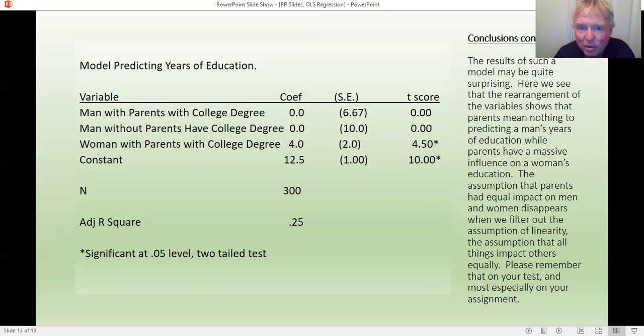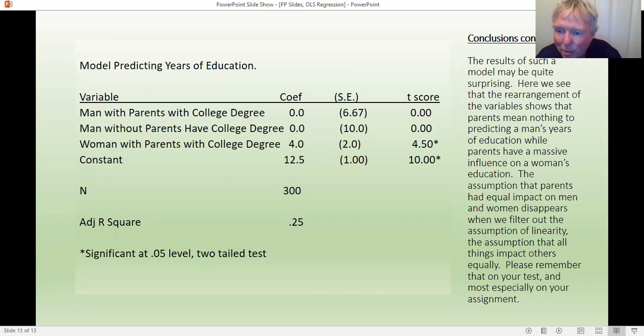See the difference, even though the data is the same, see the difference when you recategorize the variables to take out that assumption of linearity, that assumption that parents with a college degree have the same impact on men as they do on women. Take that assumption out and recategorize, the linearity goes away. And we can see, oh, all of a sudden, women are much more impacted by their parents than men are. That men aren't impacted by their parents' education at all. So in this particular model, that linearity assumption is proven wrong.